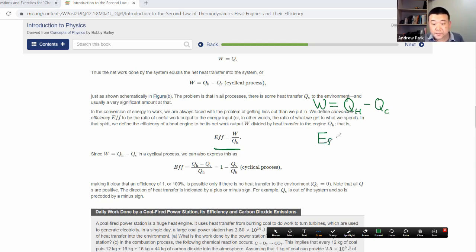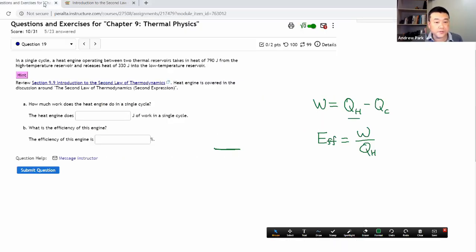This is what we describe as what you want, which is the work, divided by what you pay, which is the heat input you had to provide. In different contexts, efficiency is defined differently. So I do encourage you to read carefully through the textbook sections when it talks about, for example, efficiency or coefficient of performance of a heat pump or refrigerator. There, the considerations are a little bit different. So I think that's all the expressions and ideas you had to know.